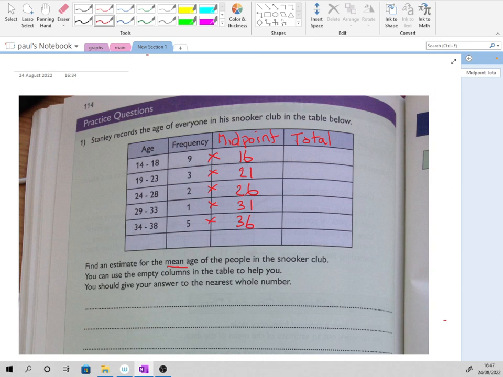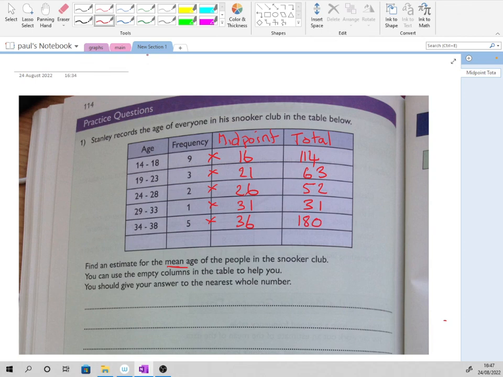Okay, calculator. 19 times 6, 114. Oh, it's easy to make a mistake here. 3 times 21. So many numbers. 63. 26 times 2 is 52. That's 31. And 5 times 36 was 180, yeah.